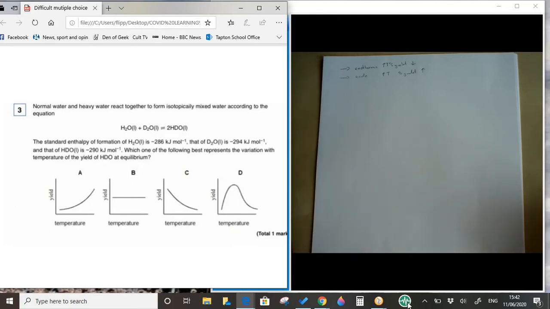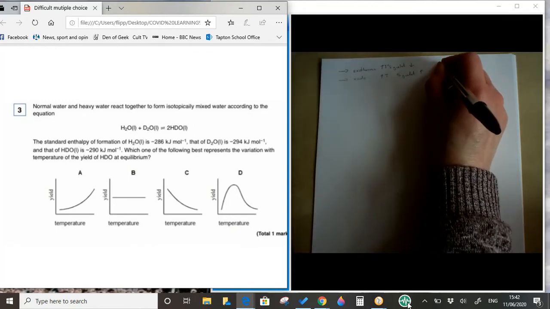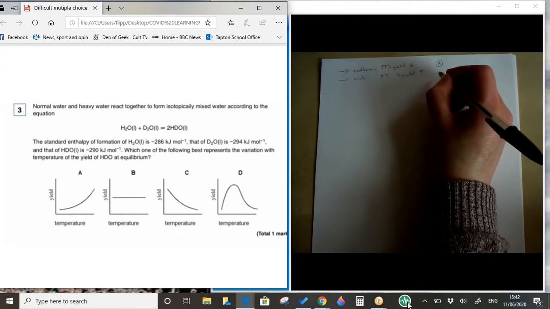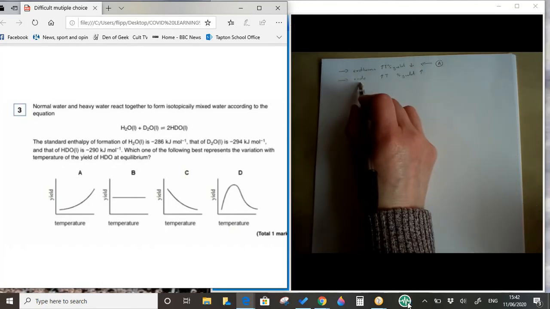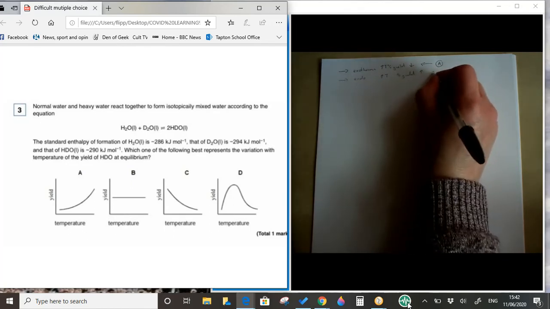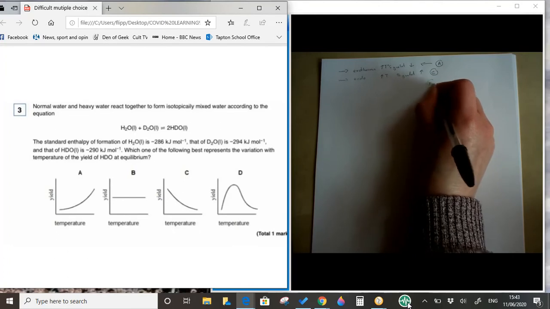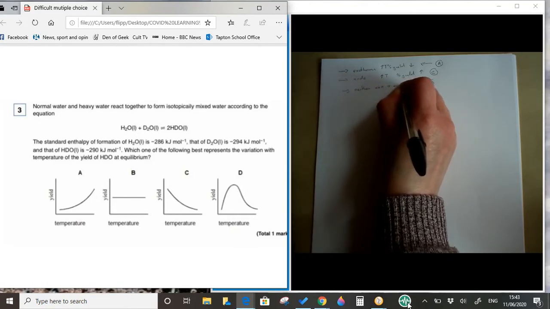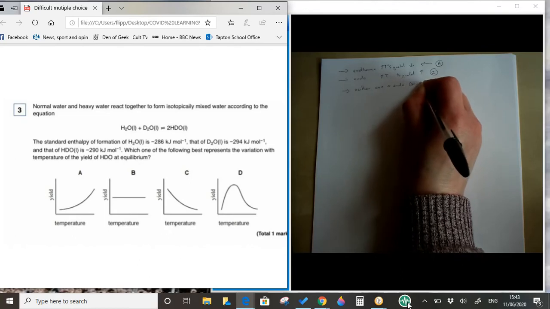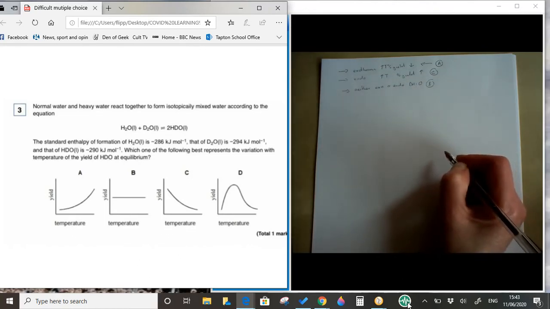Okay, so in order to work out which graph we're looking at, we've got to work out whether the forward reaction is endothermic or exothermic. Graph A, as the temperature goes up, the yield goes down. That would be if the forward reaction was exothermic. If it's endothermic, then when you increase the temperature the yield goes up, so that would be C. And graph B would be that the forward reaction is neither exo nor endo, so in other words, the enthalpy change is 0, because as you can see, the temperature doesn't affect the yield.